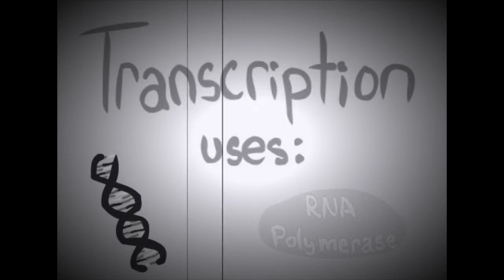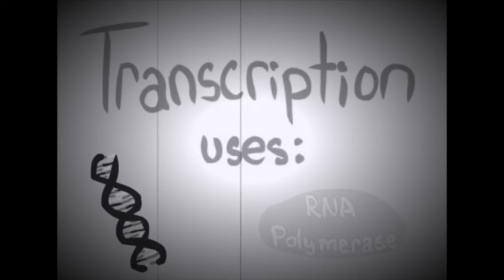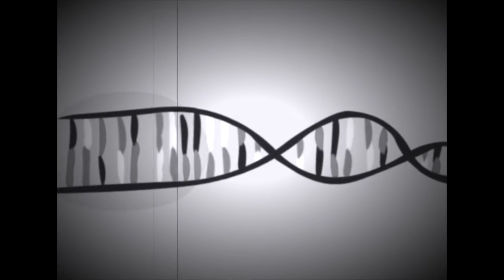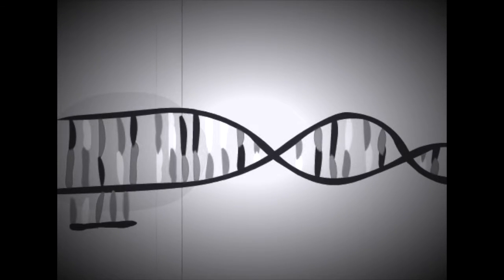RNA polymerase is an enzyme that helps perform transcription. The main job of the polymerase is to unwind the DNA strands and copy one of the strands into RNA. It goes along the DNA strand in the direction of 5' cap to the 3' tail. The strand is called the DNA template strand.